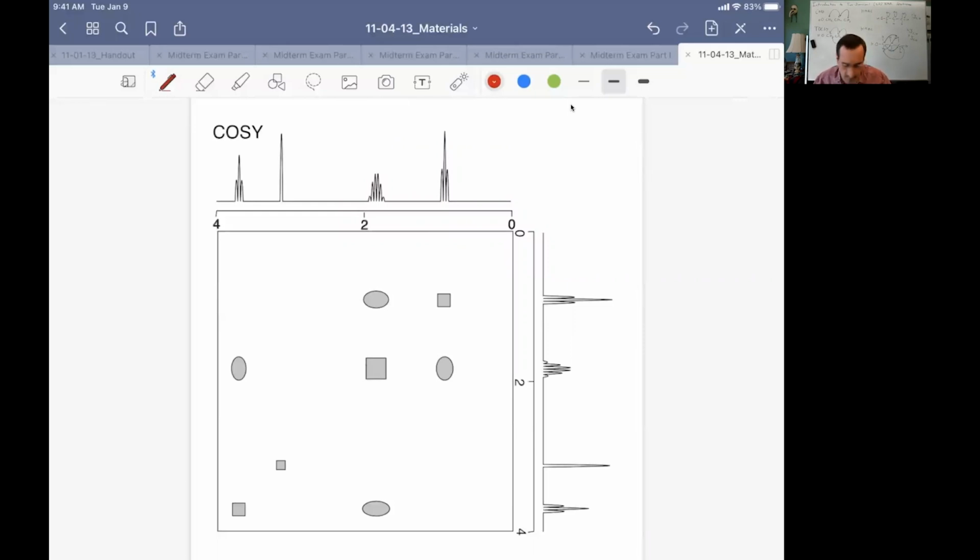And so what we have over here is this dimension here, which is our F1 dimension, or the F1 axis. And this dimension here is our F2 dimension, or F2 axis. And then you'll see that I've put the 1D spectra over here.